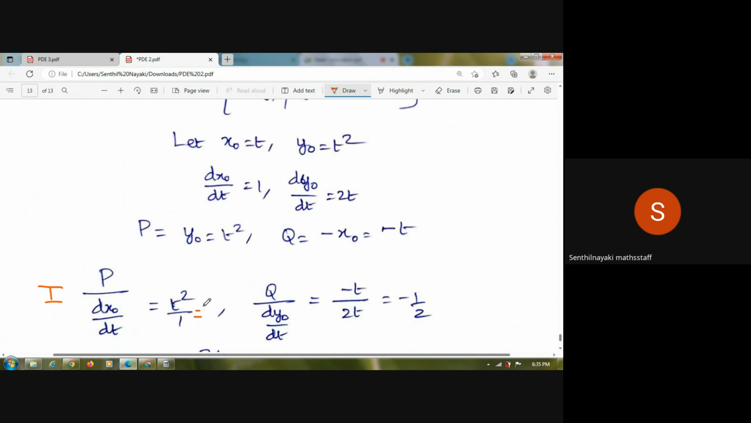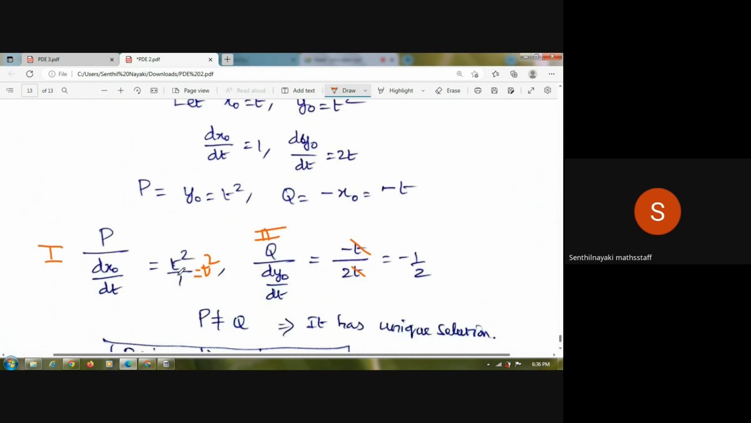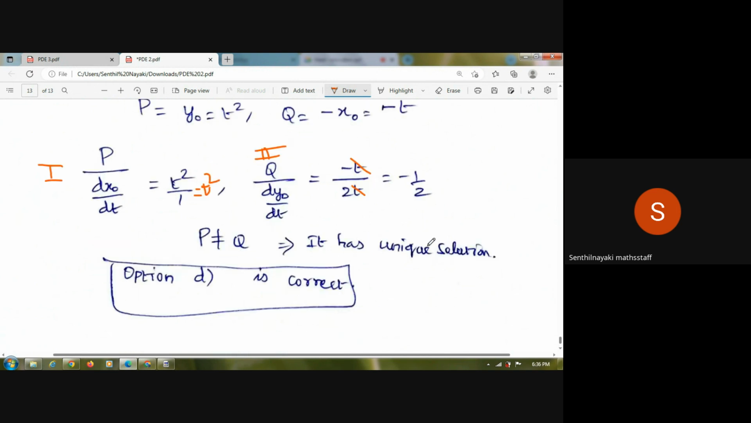Similarly, the second ratio q by dy naught by dt. The q value is minus t, and dy naught by dt is 2t, so the t's get cancelled, and we get minus 1 by 2. So what will we get? This first ratio is not equal to the second ratio, because this is t square and this is minus 1 by 2. Therefore it has a unique solution, therefore option D is also correct.